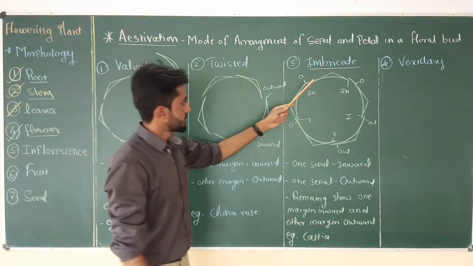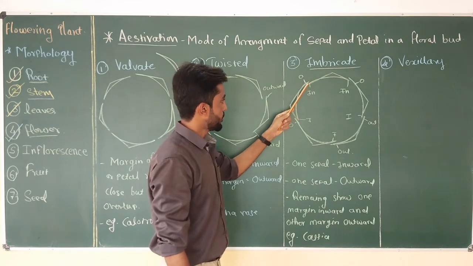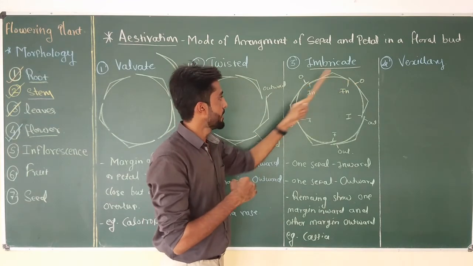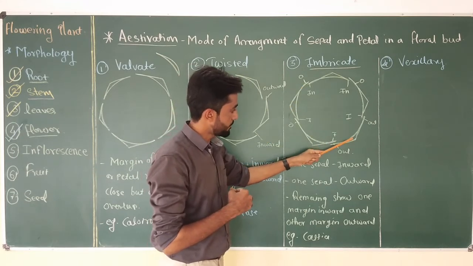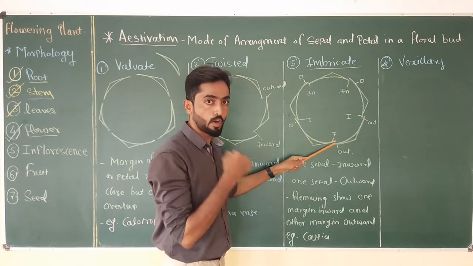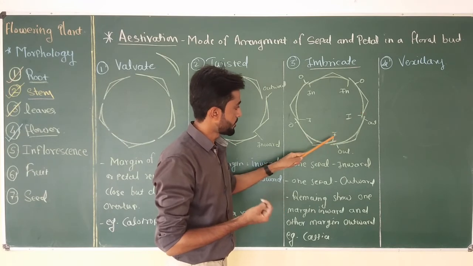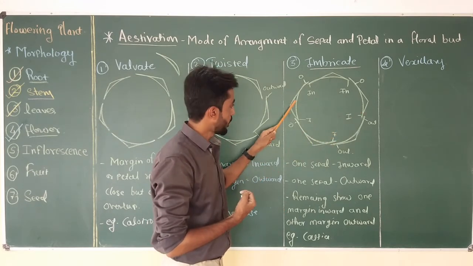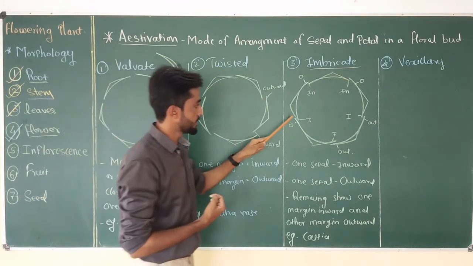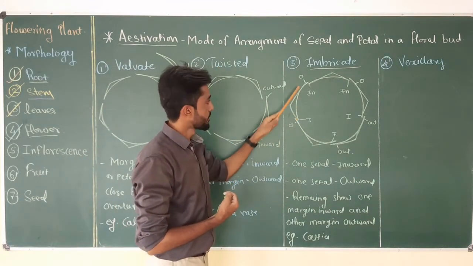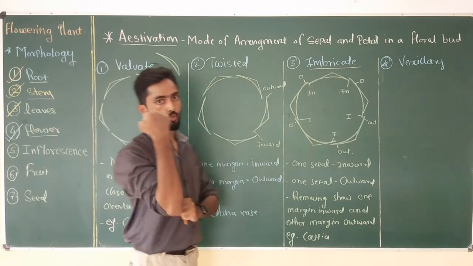Remember that this is the sepal which shows both the margins overlapped by adjacent margins. Okay, and this is the sepal which shows both the margins overlapping the margin of adjacent sepals, while all other sepals show an arrangement like twisted aestivation in which one margin is inward while the other margin is outward.